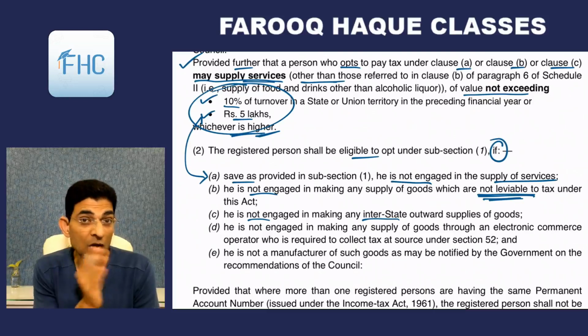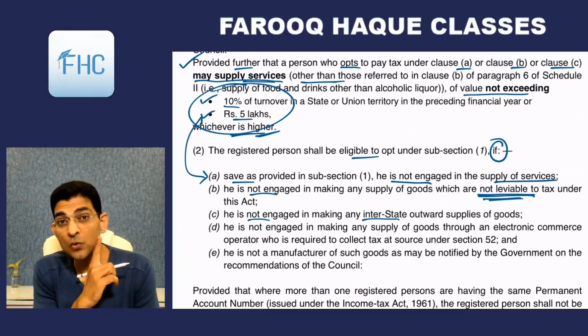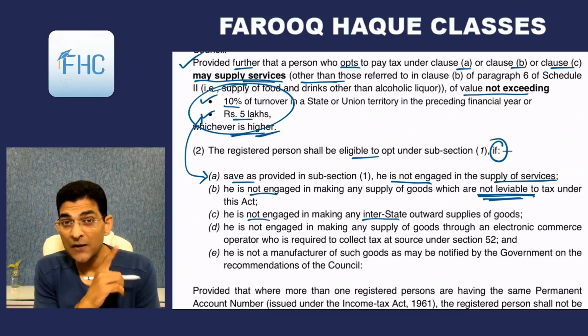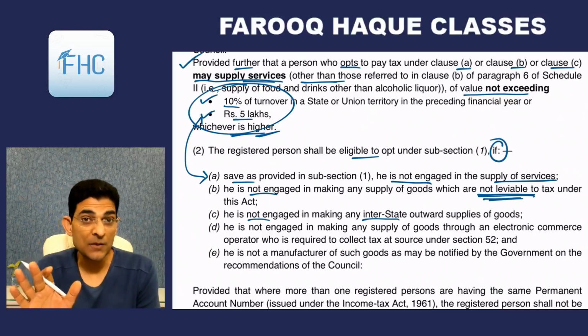But if you are supplying non-leviable goods, non-leviable means that schedule 3 goods or the alcoholic liquor on which there is no GST, then you are not entitled for composition scheme. Okay.